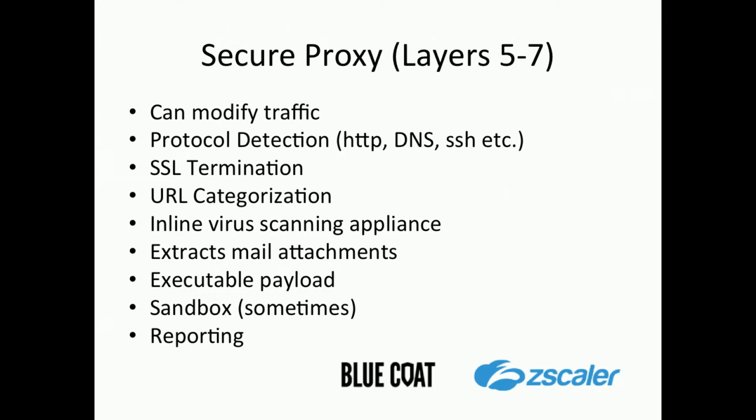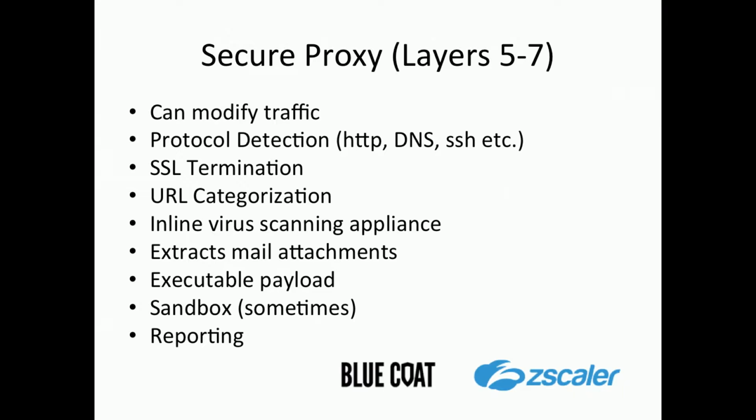Secure proxy is a separate layer, basically can modify traffic. Firewall, IPS, IDS, none of these were modifying traffic. Secure proxy can modify traffic. For instance, when you go to the airports, somehow it redirects everything till you accept the connection. That's a secure proxy. Protocol discrimination, because it's not just HTTP. Of course, SSL termination, you cannot do any content analysis without SSL termination. URL categorization, because it's not just about malware, it's about categories. For instance, adult content you may not be allowed to browse at work, etc.